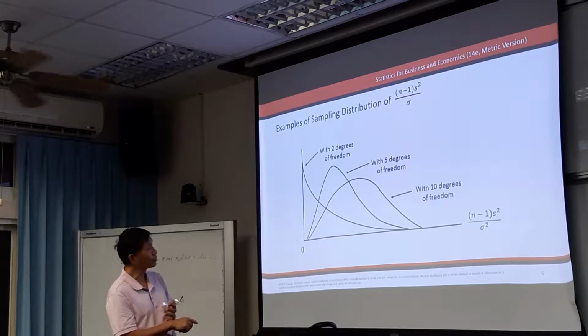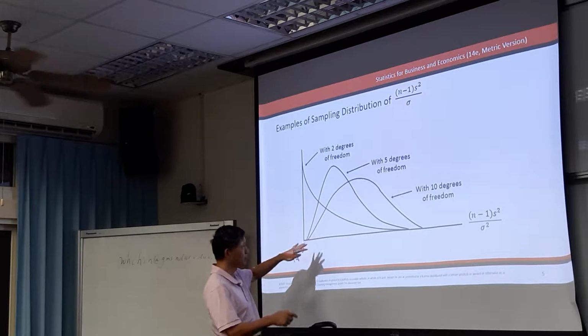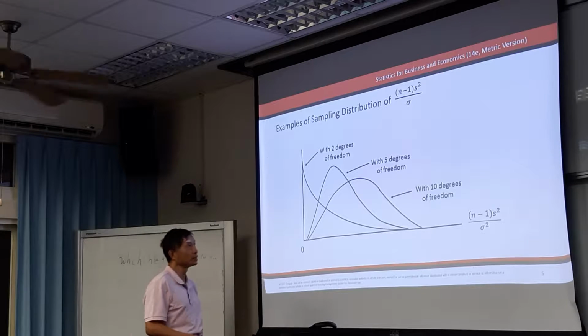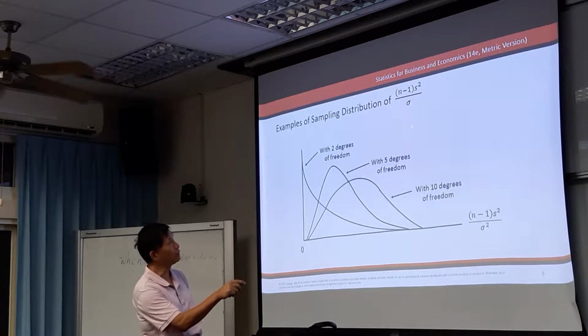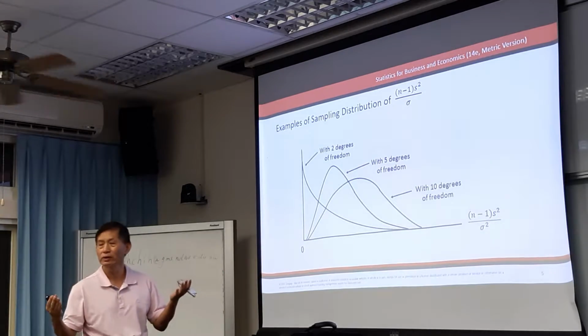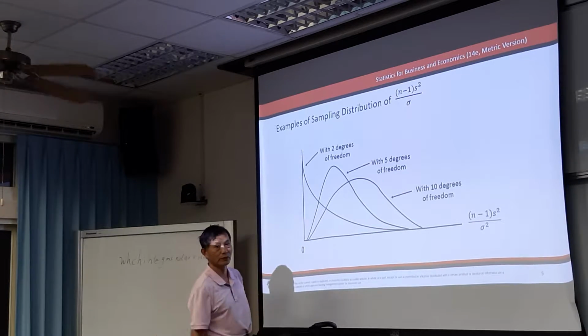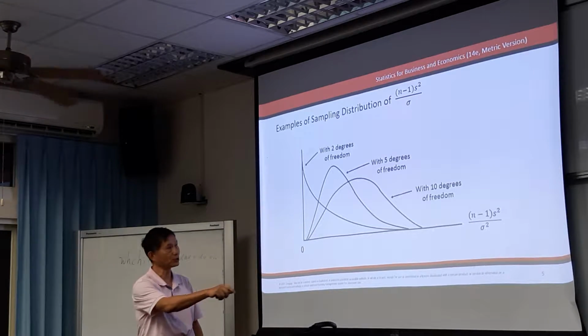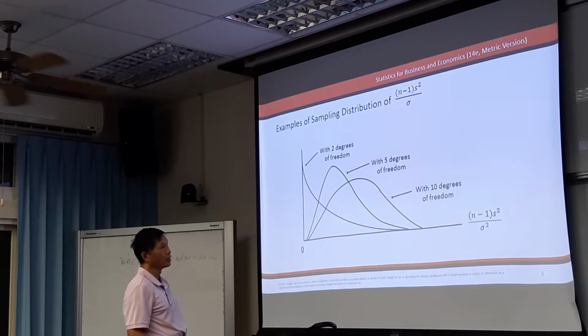So for T distribution or Z distribution, in the middle is 0, and we have positive and negative values. But in the chi-square distribution, you can see from this formula, everything is positive, so there is no negative. So it goes from 0 to a larger value. Okay. So this is a chi-square distribution.